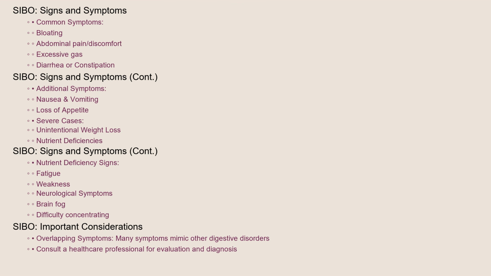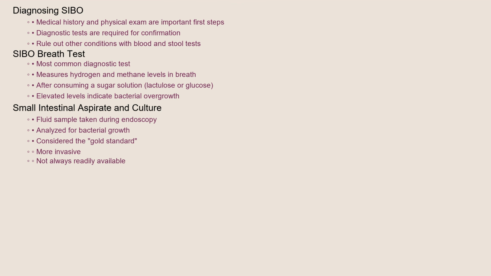Diagnosing SIBO typically involves a combination of medical history, physical examination, and specific diagnostic tests. The most common test is a breath test, which measures the levels of hydrogen and methane in your breath after you consume a sugar solution, typically lactulose or glucose. Elevated levels of these gases suggest bacterial overgrowth in the small intestine.